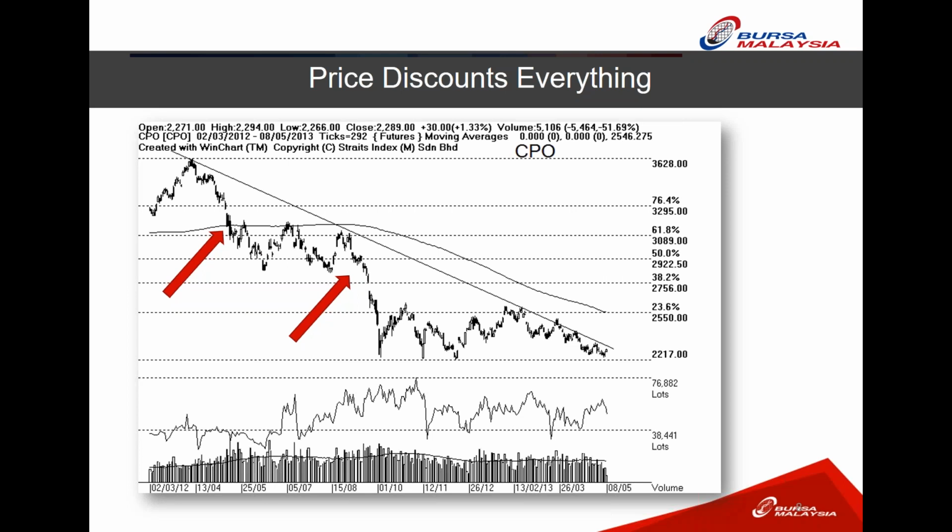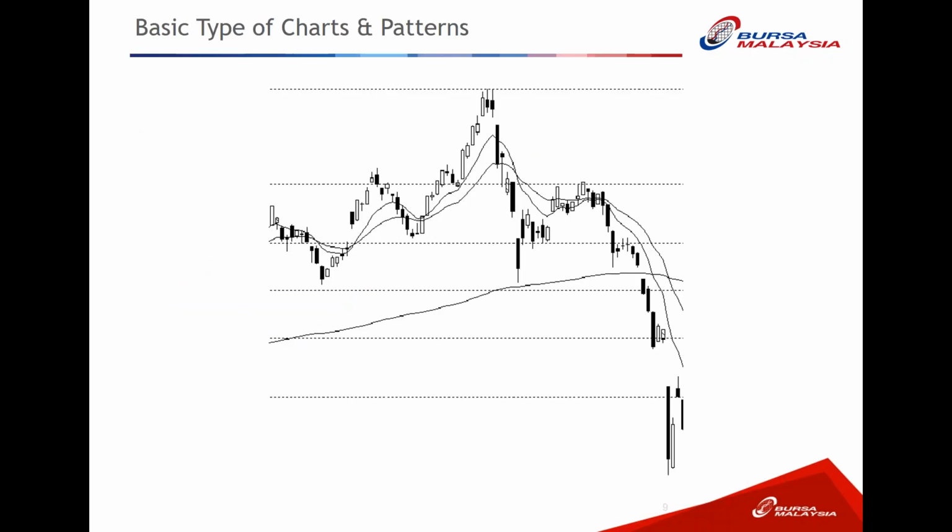Okay, move on to the next slide. There are some basic chart patterns that you can recognize by doing technical analysis. For example, this is one example. You can see the price go up and down, but by recognizing all these patterns, you can get a sense of where the trend will go.